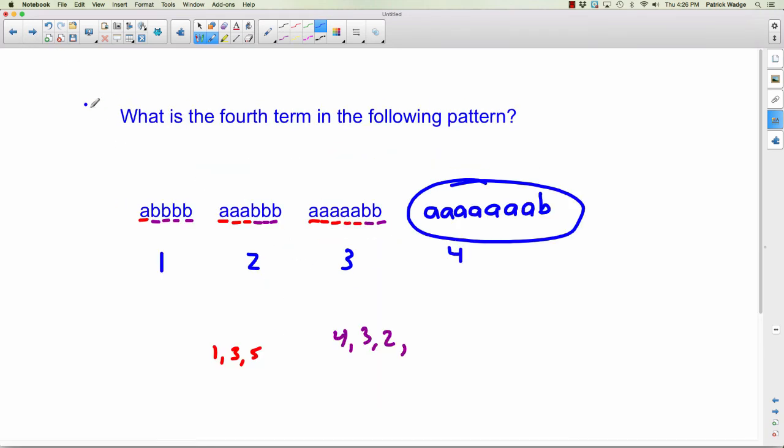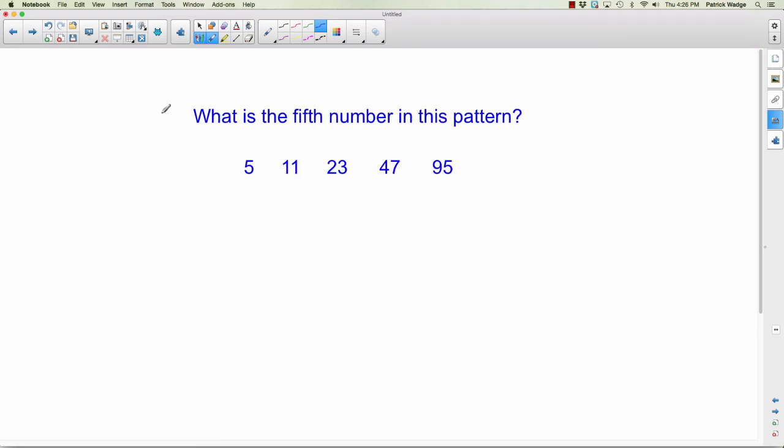Oh, I forgot to number this one. 1, 2. This one's number 3. This one's number 4. And this is the last one. What's the fifth number in this pattern? This is a hard one. I'll give you a second to look this over. Pause the video if you want. Impress yourself. Impress me. Tell me in the comments that you actually got this without listening to me.